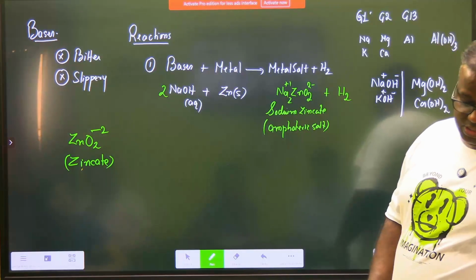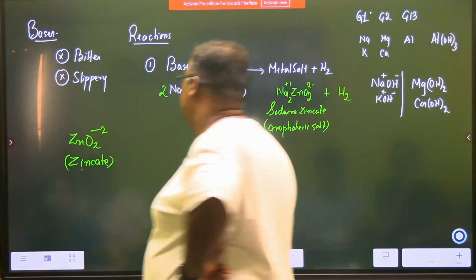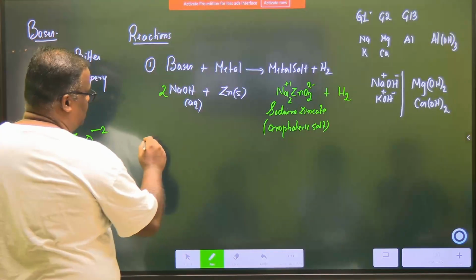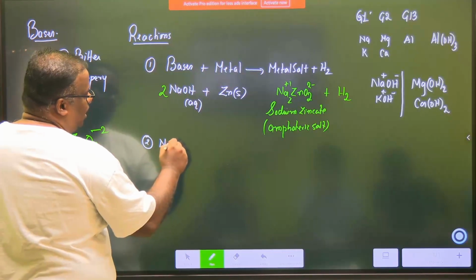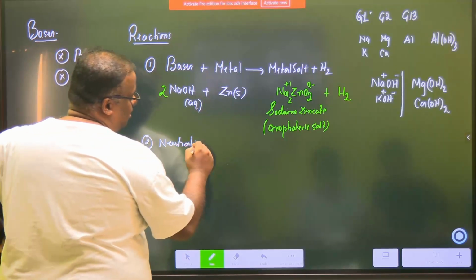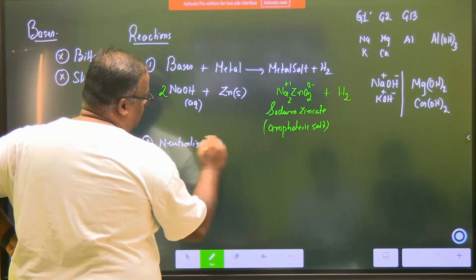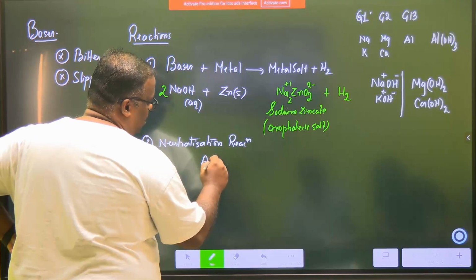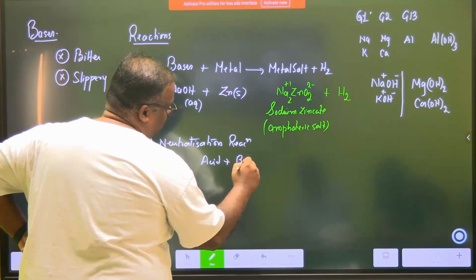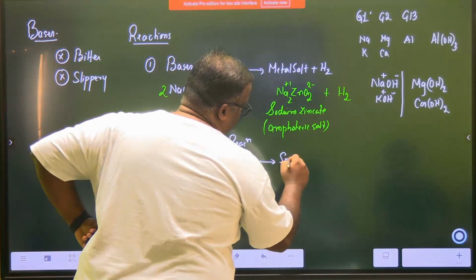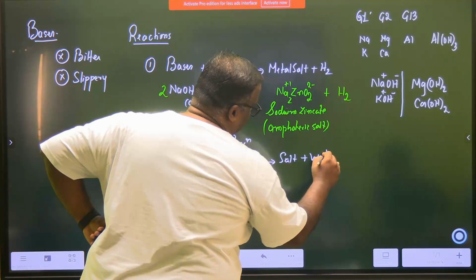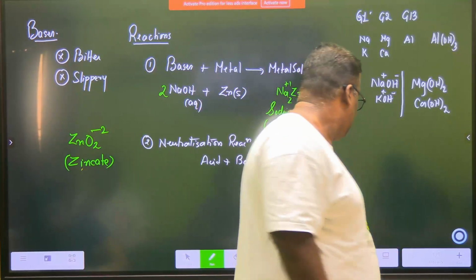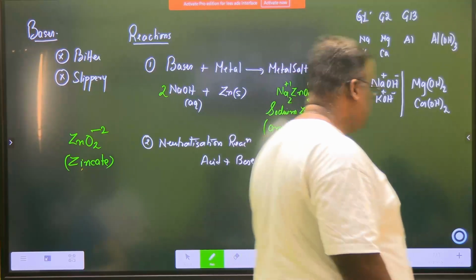The second reaction that we see is a very common reaction, which we study in both. It is a characteristic reaction of acid as well as base. So you should know that it is the neutralization reaction. What is a neutralization reaction? An acid reacts with a base to give you salt plus water. Remember, this reaction is highly exothermic because you are having two powerful guys contesting with each other.